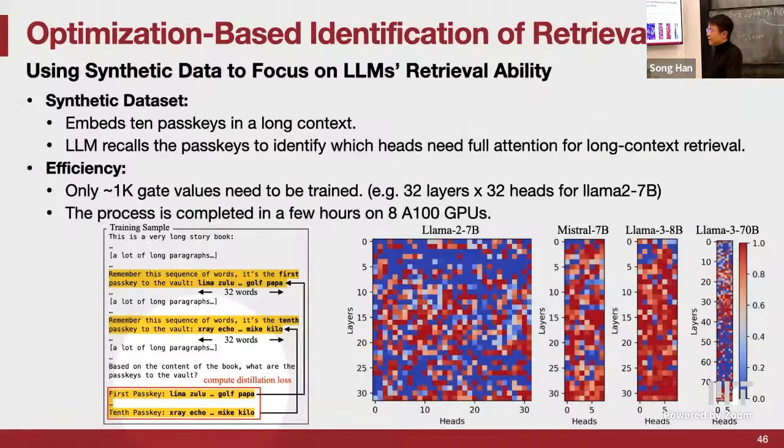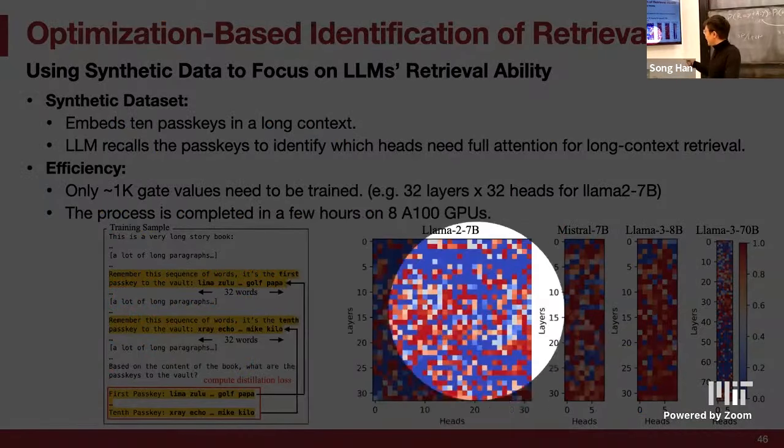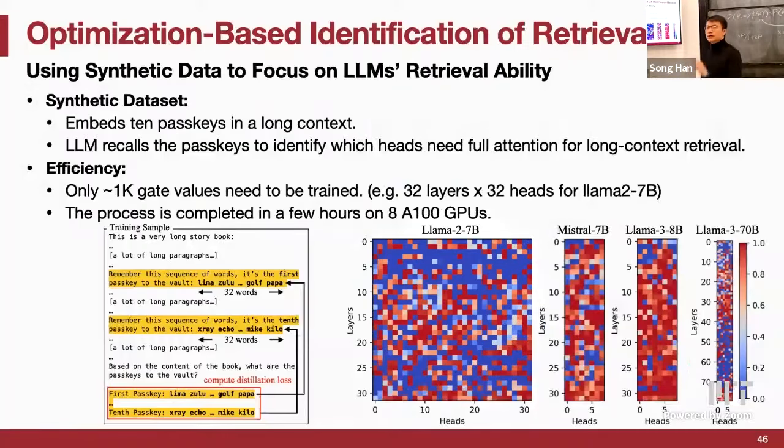Here we show 32 layers, 32 heads. We have 1,000 gates altogether, 32 by 32. What is the value of the gates? If a gate is blue, it's very small, and we can prune it away. That is a streaming head. If it is red, showing alpha needs to be pretty large, then it needs to be a full attention head, or we call it a retrieval head.